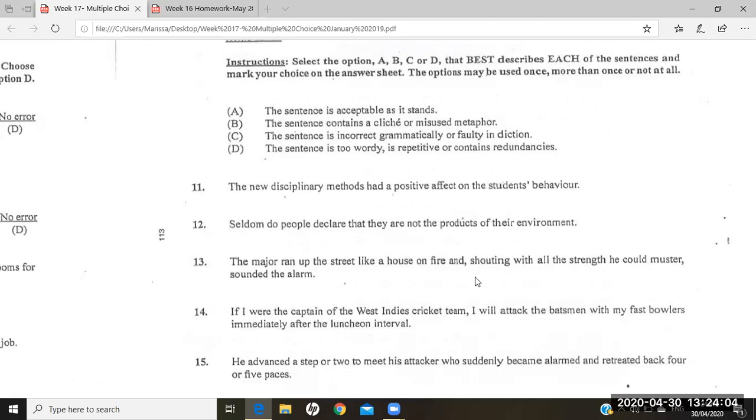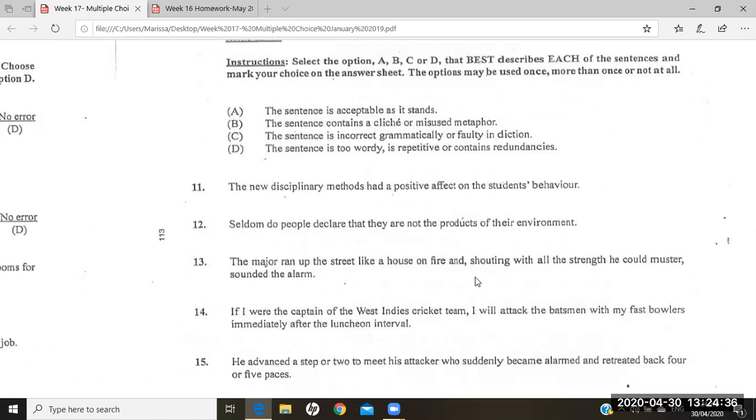The major ran up the street like a house on fire and shouting with all the strength he could muster, sounded the alarm. B, miss. B? Yeah. It's not B. Look at the sentence again. It's a long sentence. So the major ran up the street like a house on fire. So someone has run up the street and shouted with all the strength he could muster, sounded the alarm.